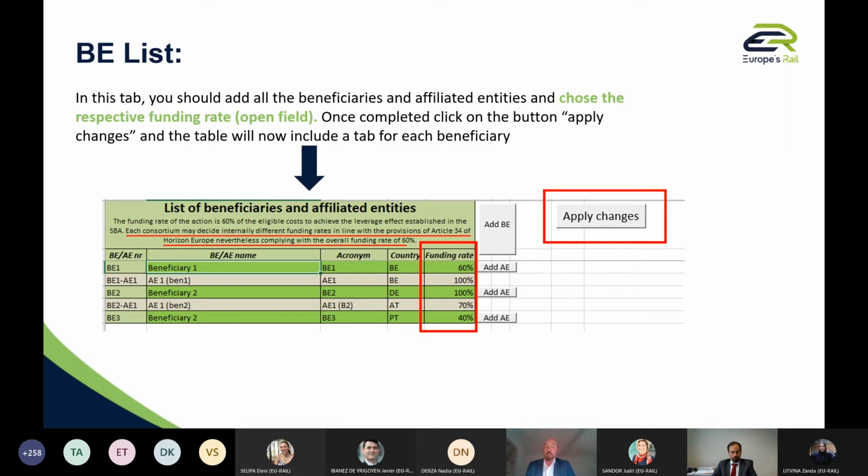And this is the reason why we have shown you here an example where entities that are non-profit may ask 100%, some others 70% in accordance with Horizon Europe principles, another one 60%, and of course, at the moment, someone may have a lower funding rate to ensure that at proposal level, we don't exceed the 60%. So this is how you have to build the approach. Once it is defined per beneficiary, you go to the next tab.